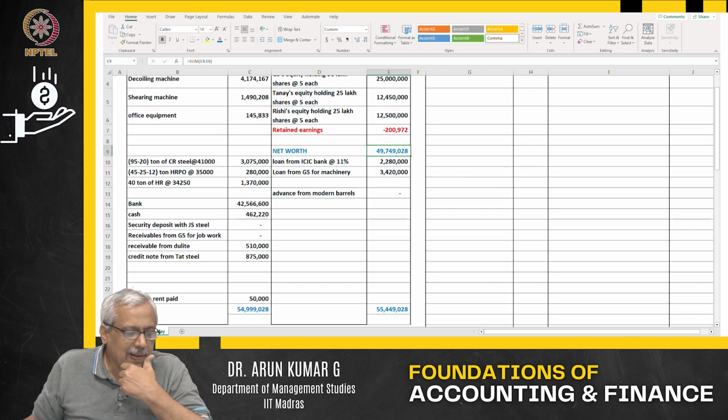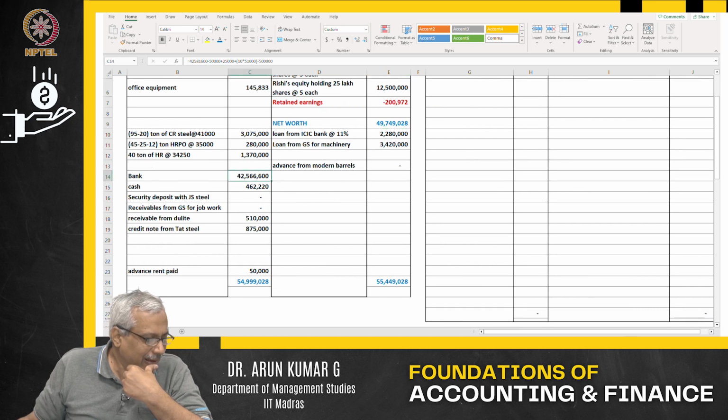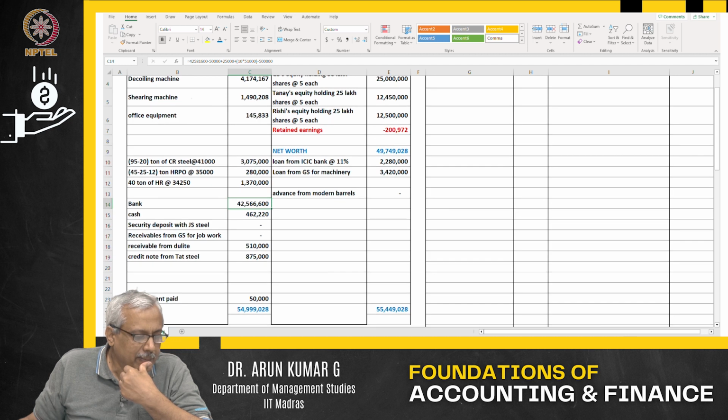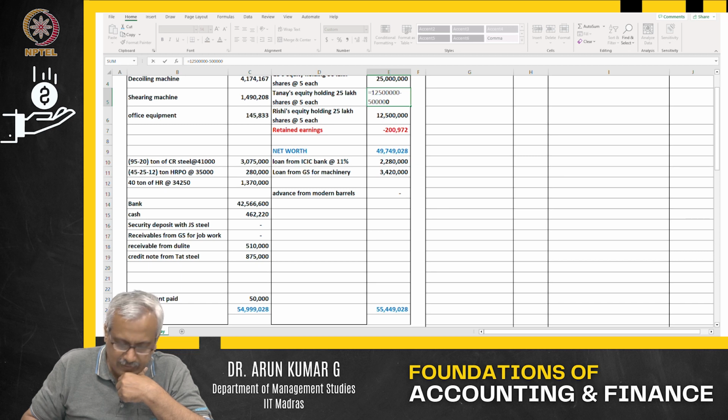It's because the cash, I think they reduced 50,000 and next 5 lakh. No, here it is 50. Yeah.